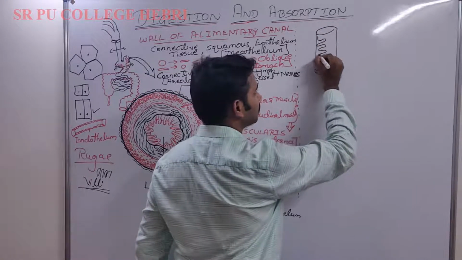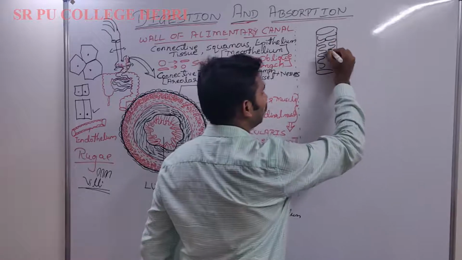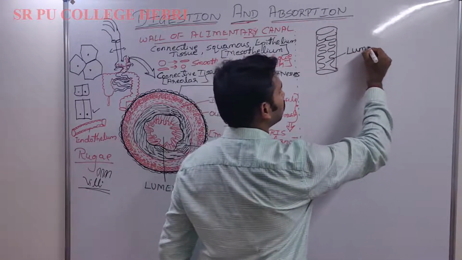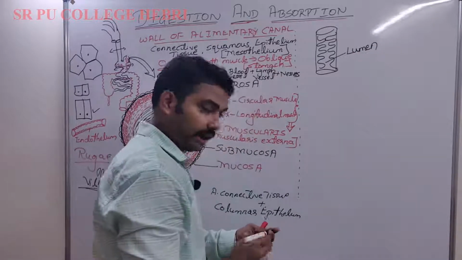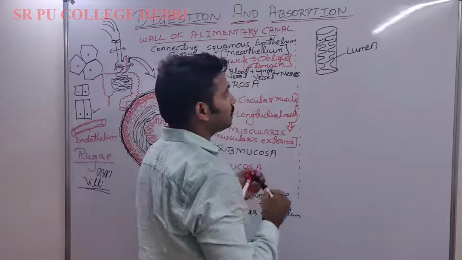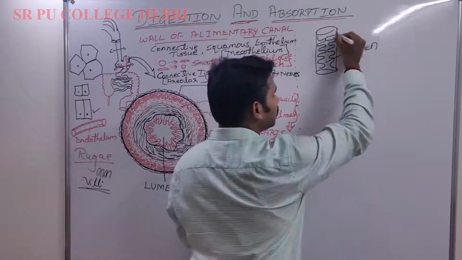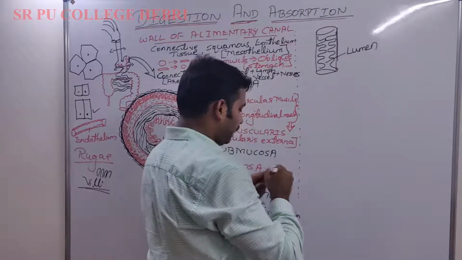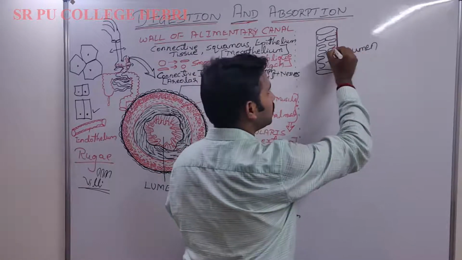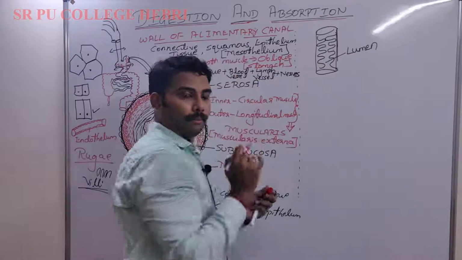How will a villi be in the small intestine? This is the small intestine, which has a large number of finger-like structures. What is this central cavity called? Lumen. Please try to understand this concept. Basics should be very strong. What is the outermost layer called? Serosa, followed by the next layers: muscularis, submucosa and the mucosa.